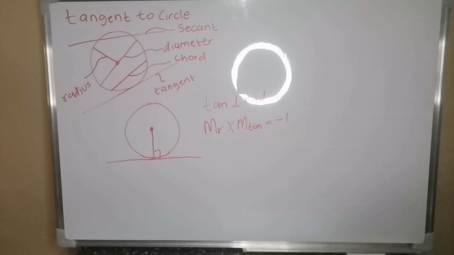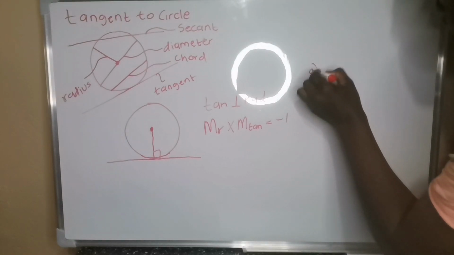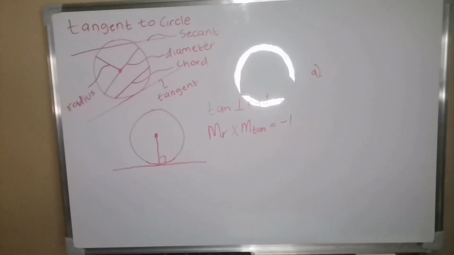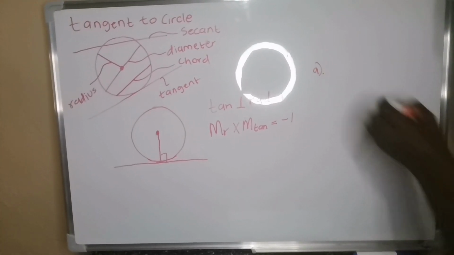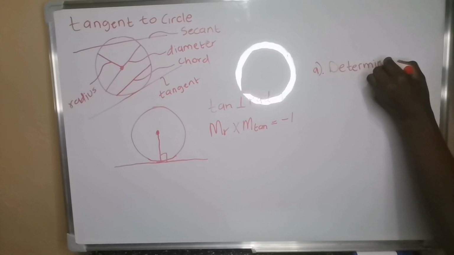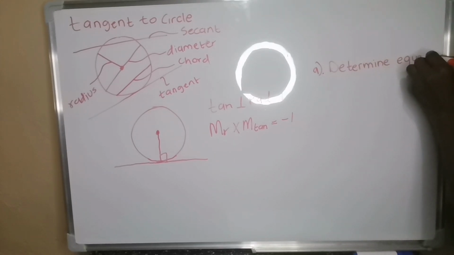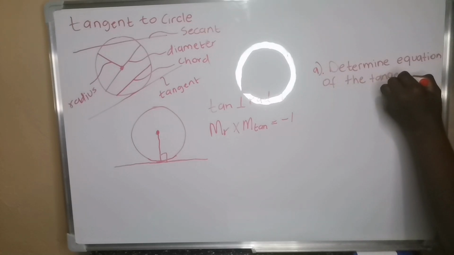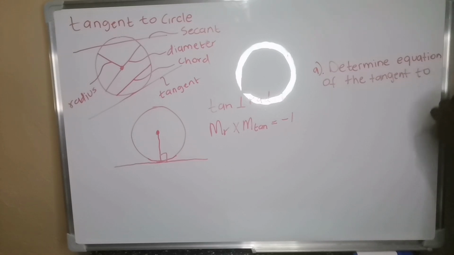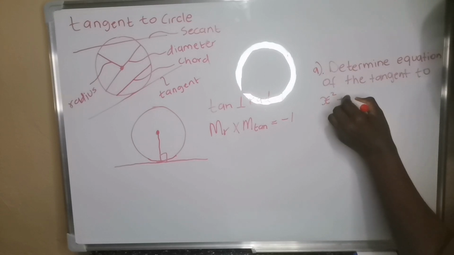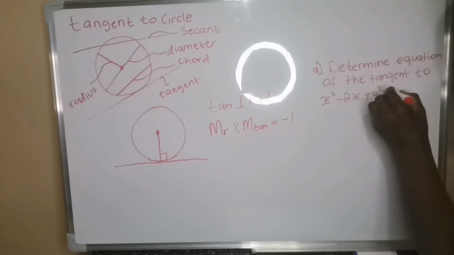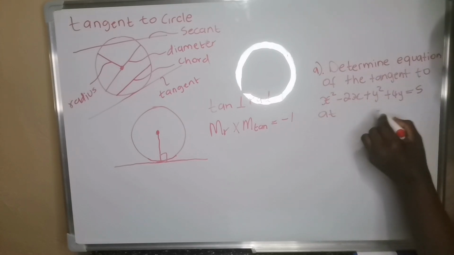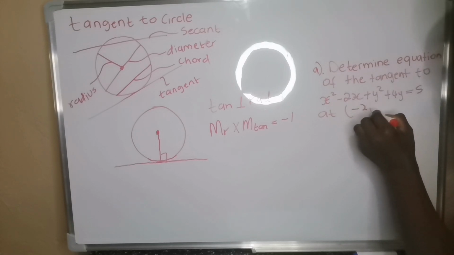I hope we can see it, guys. Now, first question, number A. It says: determine the equation of the tangent to x squared minus 2x plus y squared plus 4y equal to 5 at this point, -2 and -1.